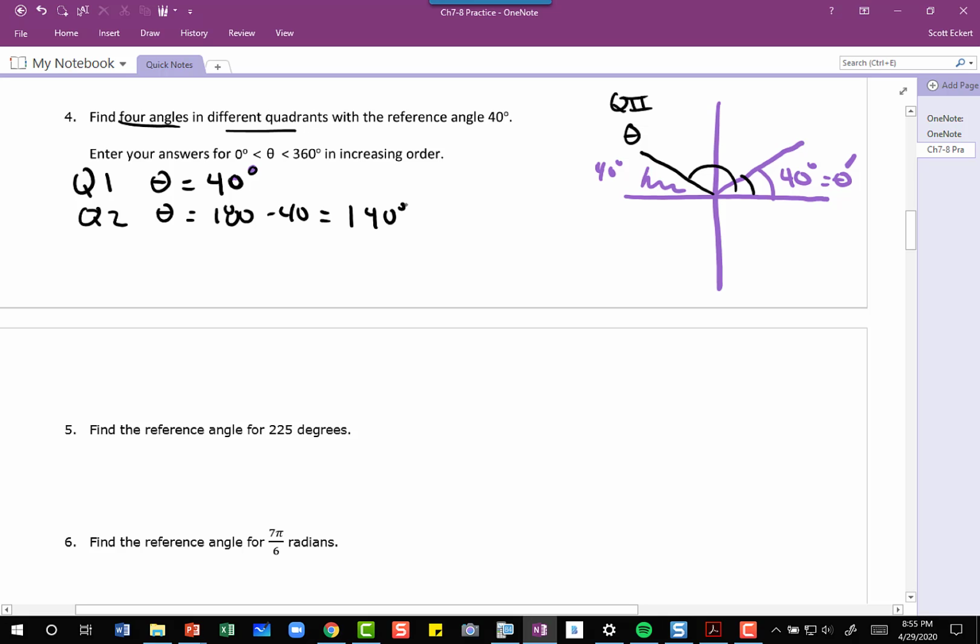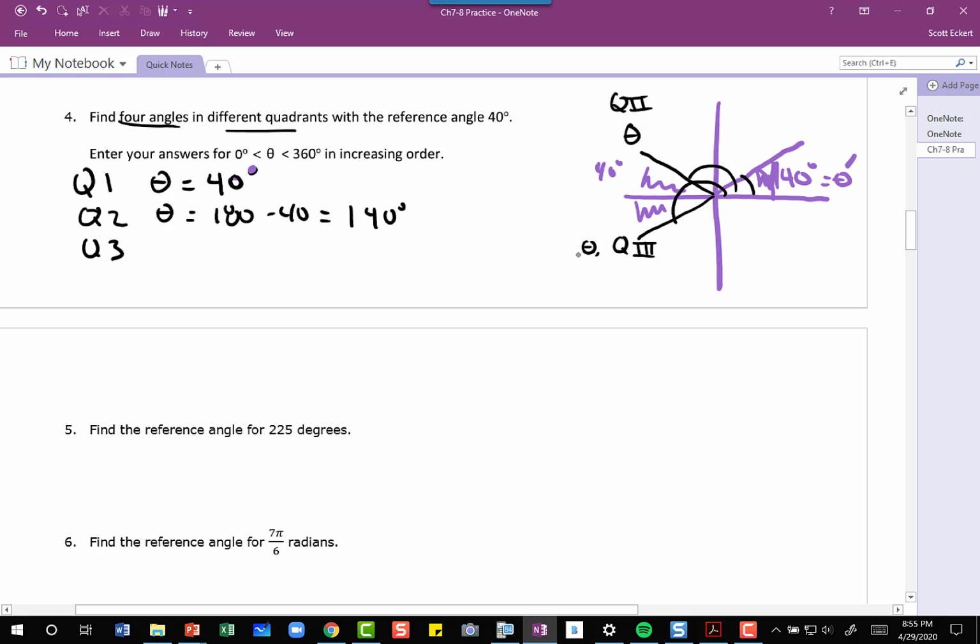Well, we can keep doing this because now there is quadrant 3. So if I come over here to quadrant 3, this time I'm looking at theta that goes like that. And that is a quadrant 3 theta. Now, it has the same reference angle. So if this is my reference angle here, 40 degrees, it's mirrored here. This is also 40 degrees.